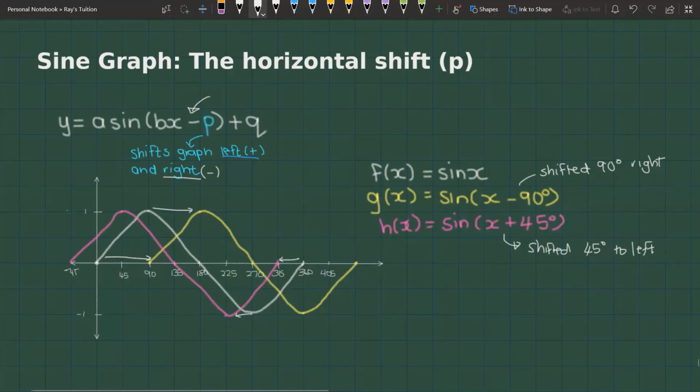You can see that the shifts change the value of the x-intercept and the y-intercept of the graph. What you can note that stays the same for all of them is it doesn't change the range. So the range is still between -1 and +1. So there is the shifts.